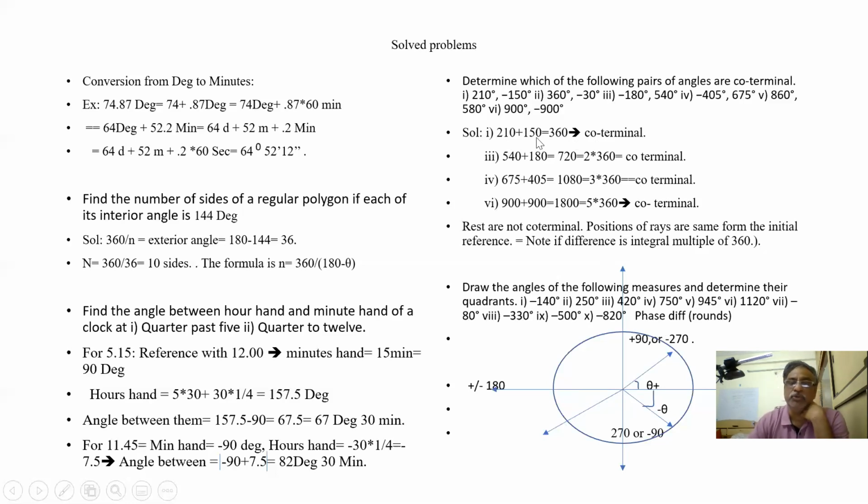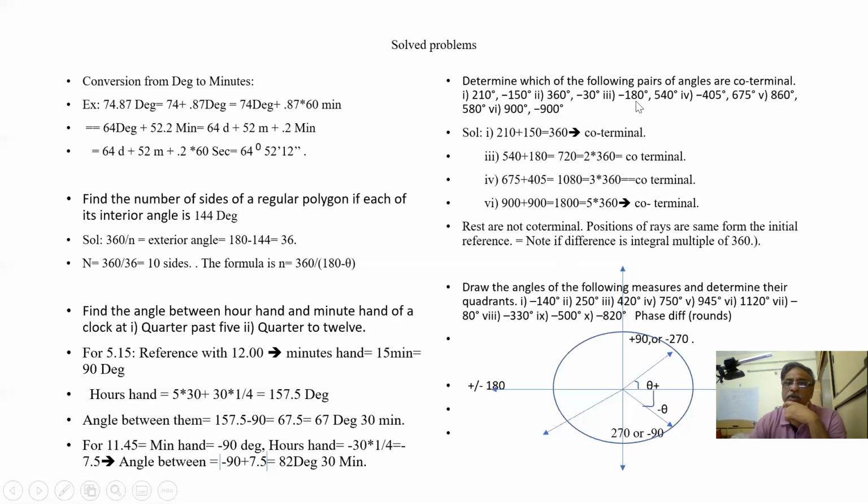If we add these two, we should get a multiple of 360. So 210 plus 150 is equal to 360. This is coterminal. Similarly, 540 plus 180 is 720, it is also coterminal. 675 plus 405 is 1080, which is 3 times 360, also coterminal. 900 is also coterminal. So the rest are not coterminals.